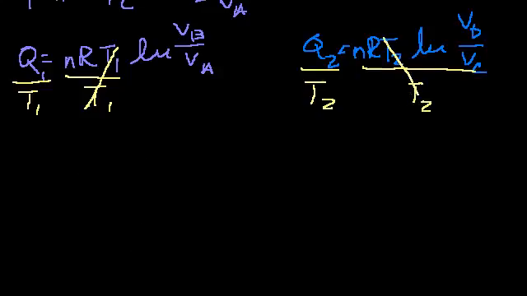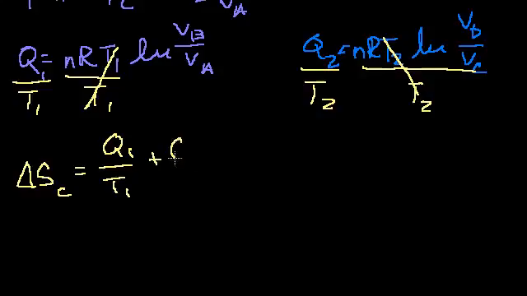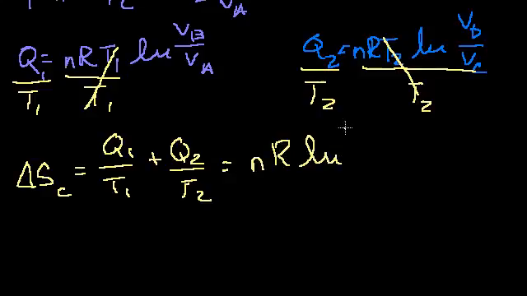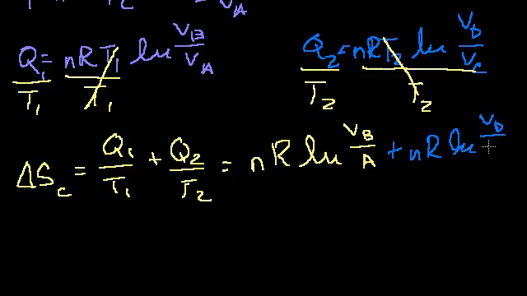q2 over t2 is equal to that over t2. That cancels out. So our change in our mystical state variable as we go around the Carnot cycle is equal to q1 over t1 plus q2 over t2, which is equal to nR times the natural log of vb over va. That's that right there. And then plus q2 over t2, which is just nR times the natural log of vd over vc. Sorry, this is vc. This is a va here.